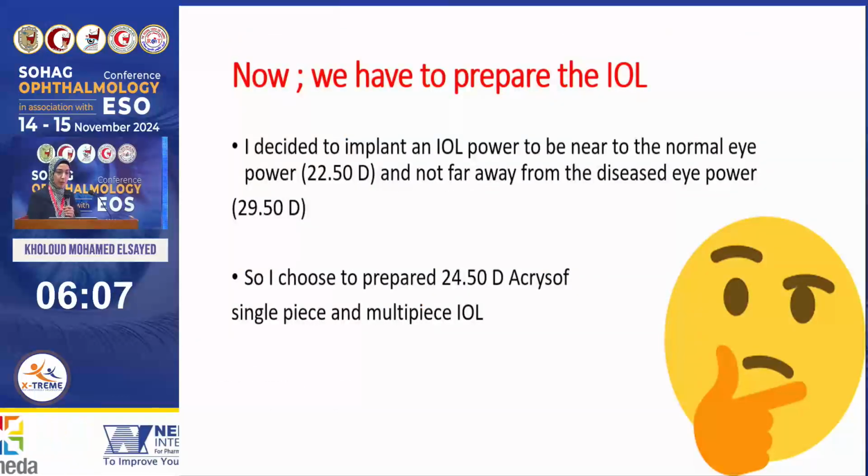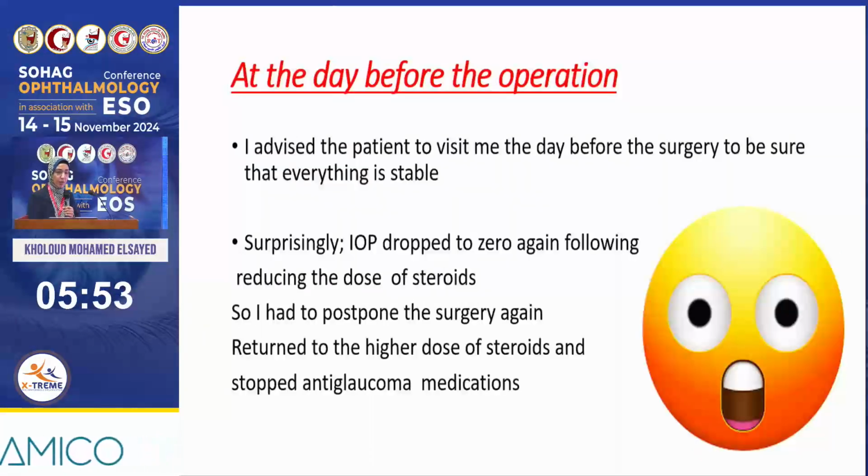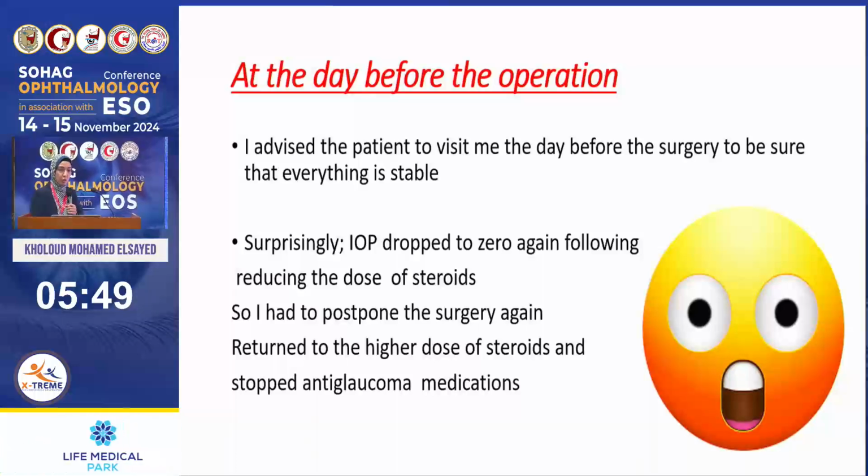Now we have to prepare the IOL. I decided to implant an IOL power to be near to the normal eye power and not far away from the diseased eye power. So I chose to prepare 24.5 diopter single and multi-piece IOLs. I advised the patient to visit me the day before the surgery to be sure that everything is stable.